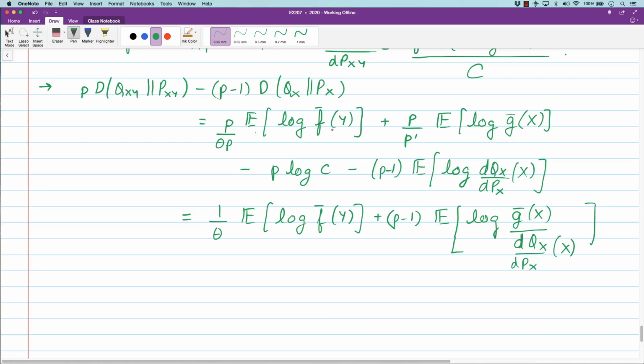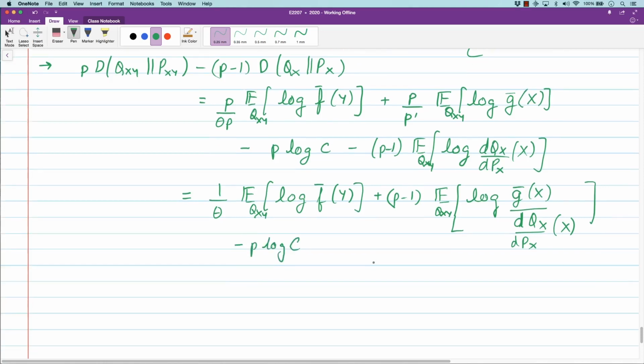These expectations have to be carefully taken. All these expectations are with respect to qxy, and this one is again qx, because we didn't include the extra factor here. So again qxy. Okay, all the expectations are with respect to qxy. Minus p log c, that's what we have.